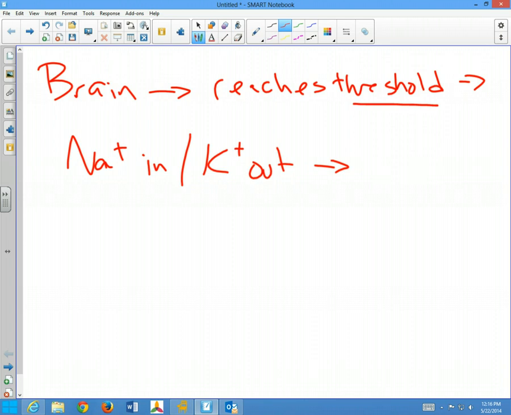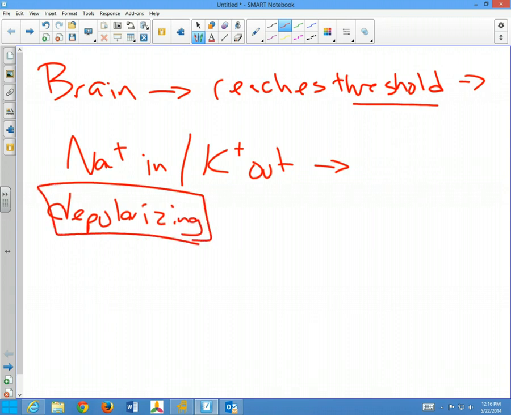This sodium coming in, that's what we call depolarizing, right? And then when the potassium is going back out, that's what we call repolarizing, or repolarization, right?